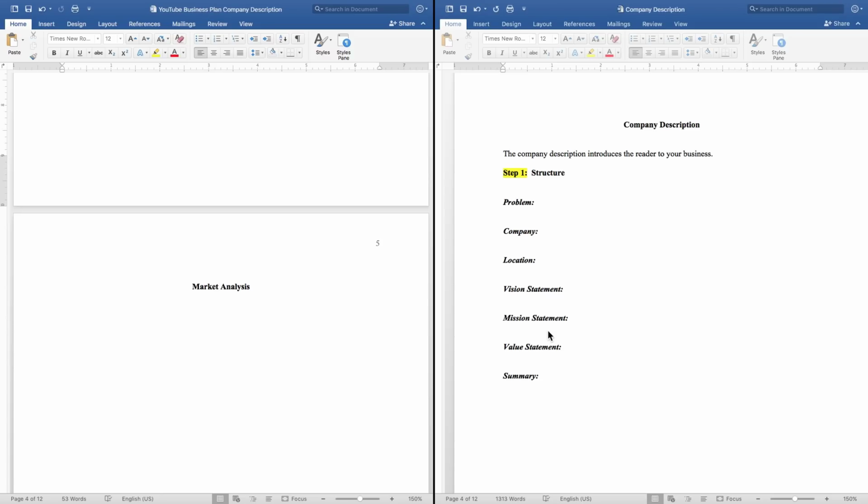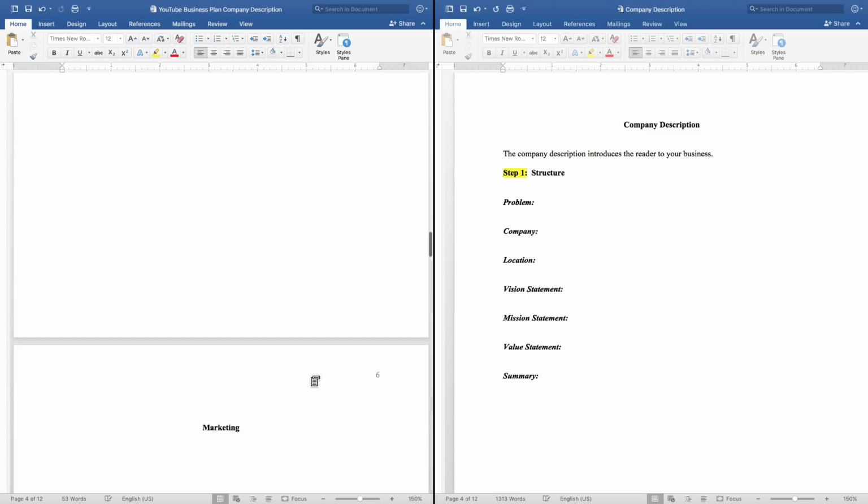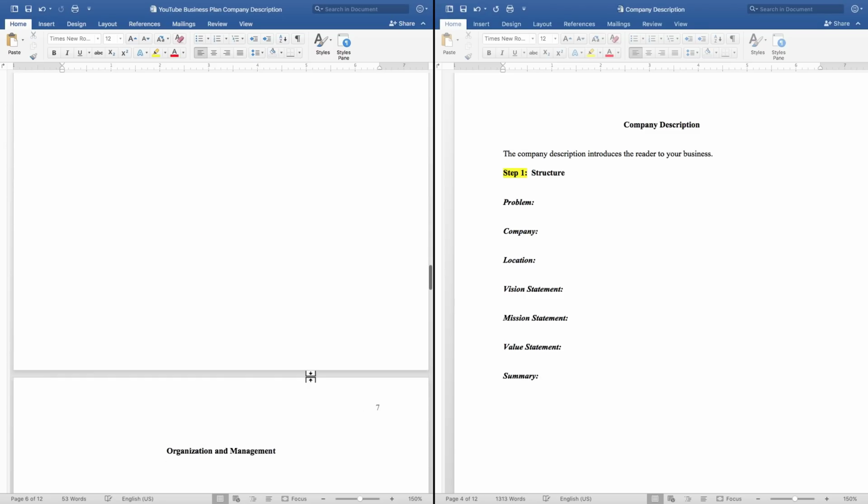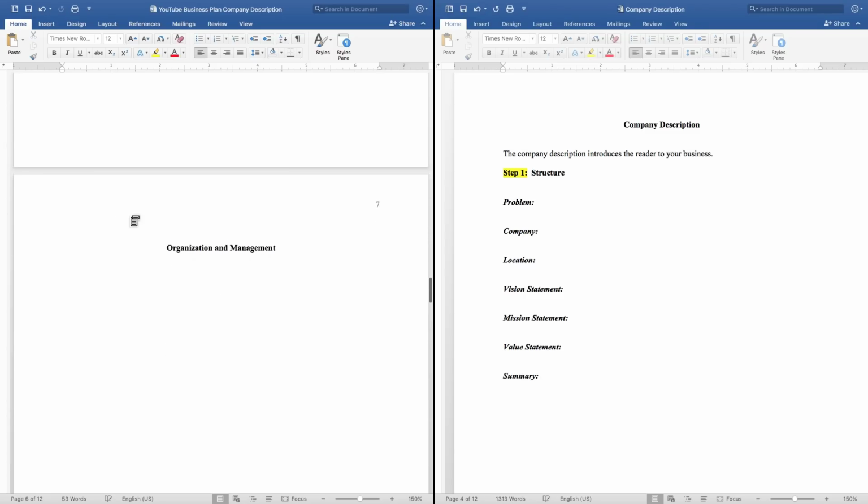The important pieces are going to be your company description, and your financials are the most important they're going to look at. And then from there, if they're really interested, they're going to look at your strategies. They're going to look at your market analysis, your marketing, see if you've done your homework, and your organizational management and all the other subcomponents.